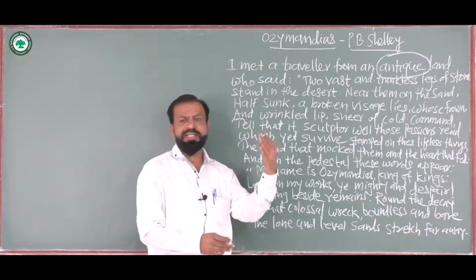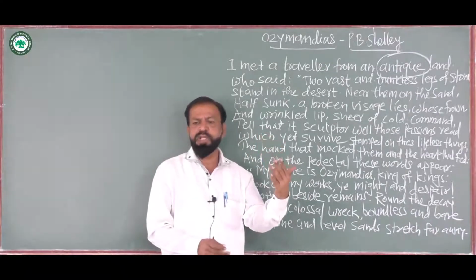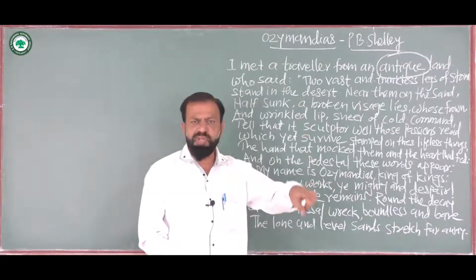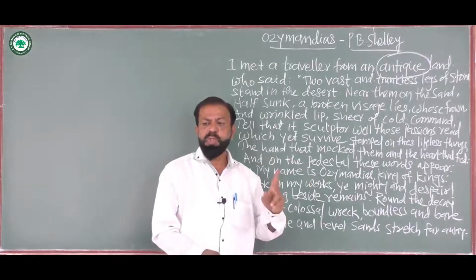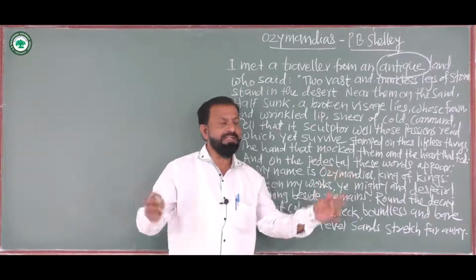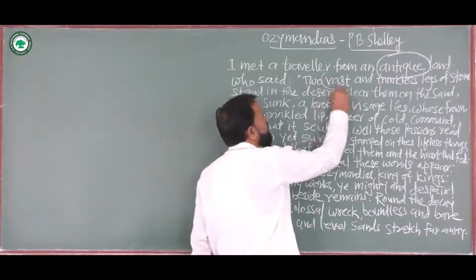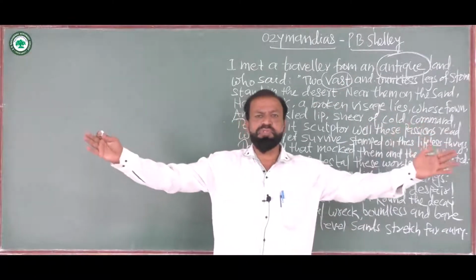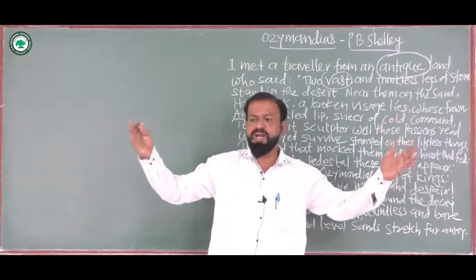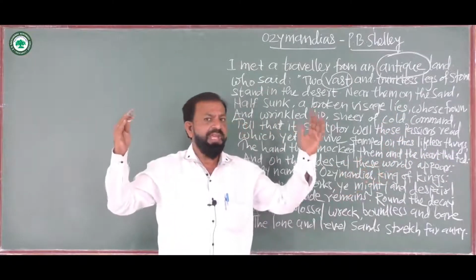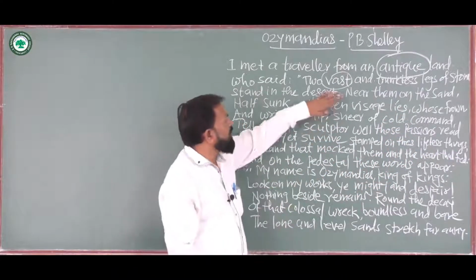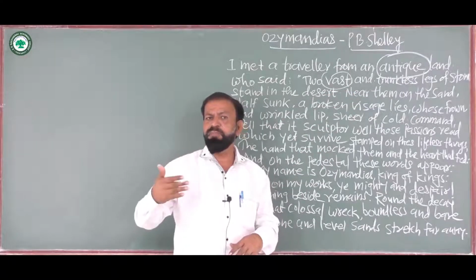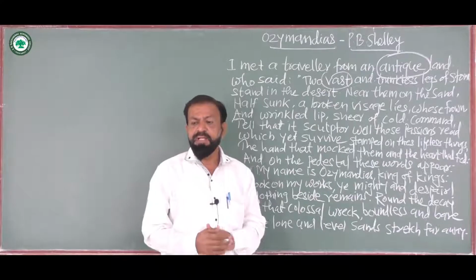Now in the second line, the poet says, who said? Who means here? The traveler. Who said, too vast. See the word vast. What is vast? Vast means very huge, very large, very enormous. Now what enormous thing is going to be described in the poem? Let us read ahead.